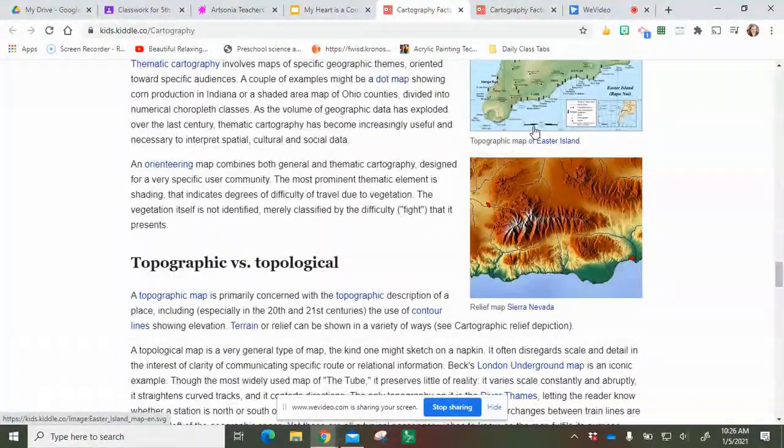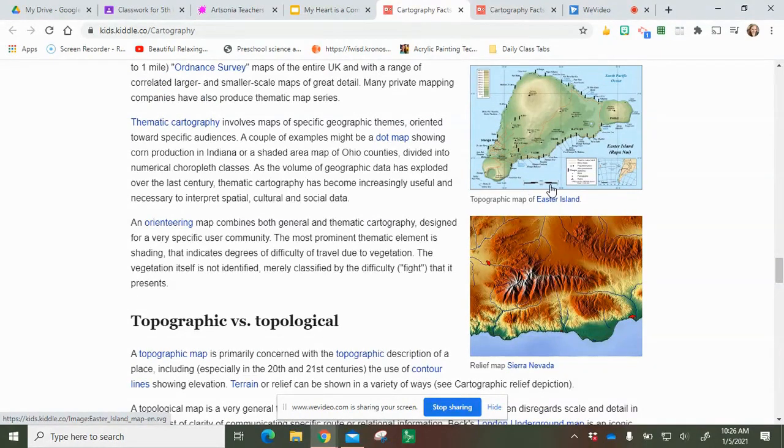So if you see a line, so right here is a bar that shows how long a certain distance is, and then you can use this bar scale to see how far it is from one end of Easter Island to the other end of Easter Island using this bar scale.